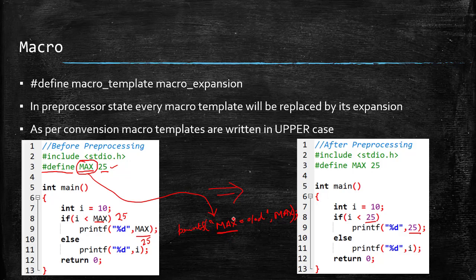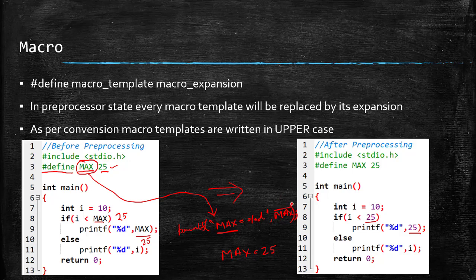So the output will not be 25 equals to 25. It will be max equals to 25. So keep in mind that not everything that matches the macro template is replaced. If it is written in double quotation, it is not the template, it is a simple string, right? But here this max is the template we are talking about.